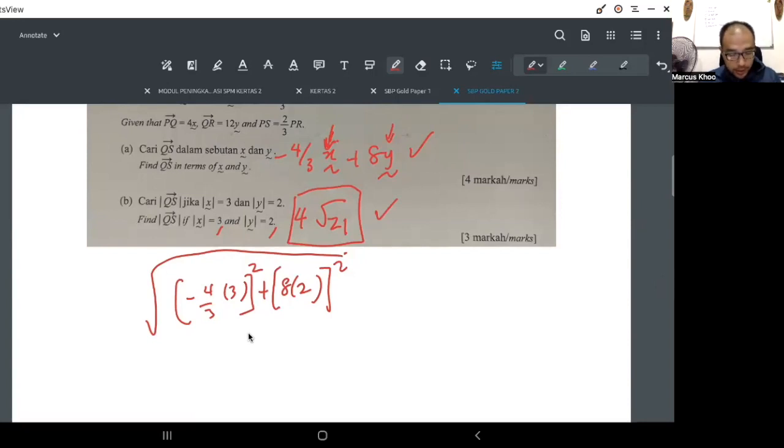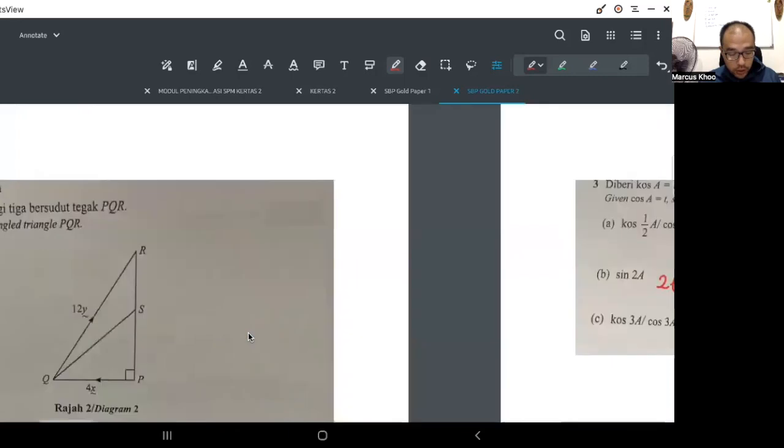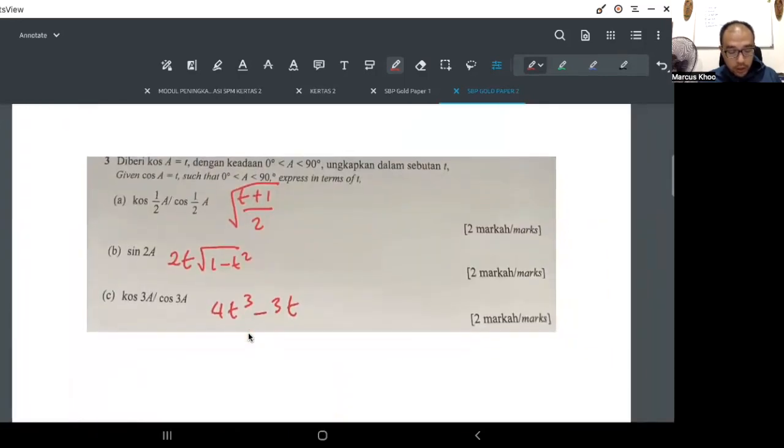All right. That's number 2. Number 3, given that cos A equals T such that A is between 0 and 90. So this is only the first quadrant. We're not interested in the second or the third quadrant. We're interested in the first quadrant, expressed in terms of T.